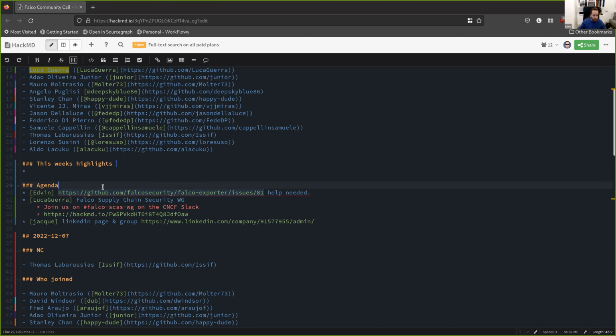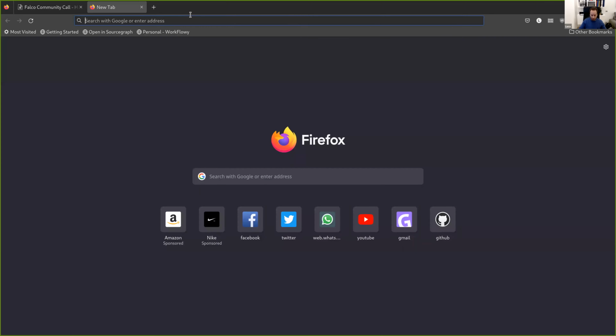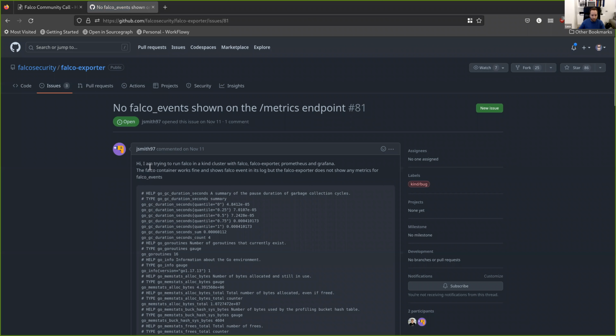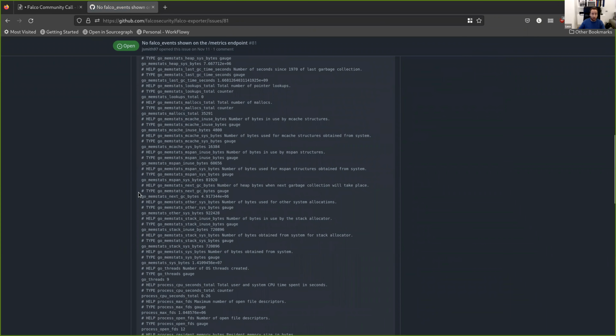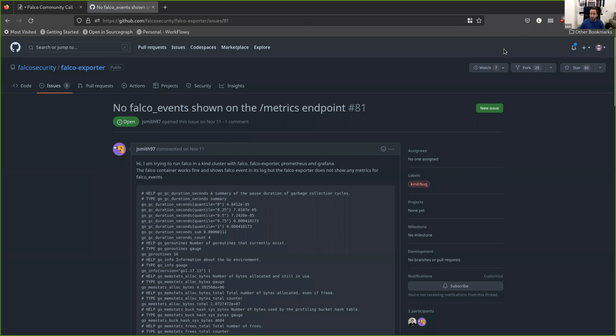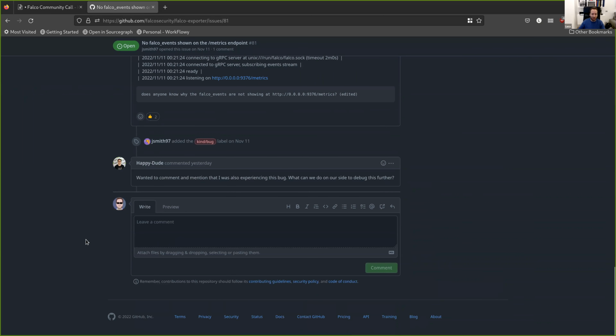I'll be sharing the issue right now, and let's take a look. So we have an issue where, in a kind cluster with Falco and Falco exporter, the Falco container works fine and shows events, but we're missing metrics. Is there anyone who is maybe a maintainer of the exporter or has worked with the exporter and can provide a bit of insight? Because we have two people on the call that are experiencing some bugs.